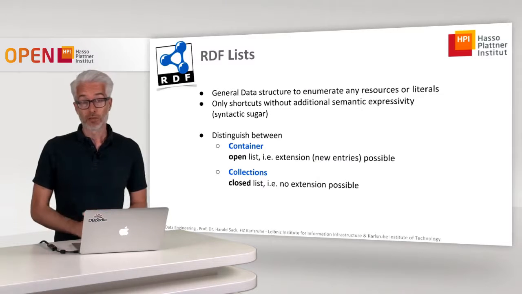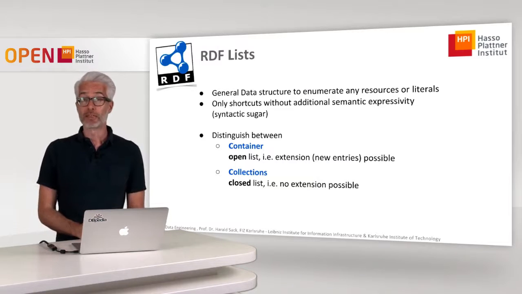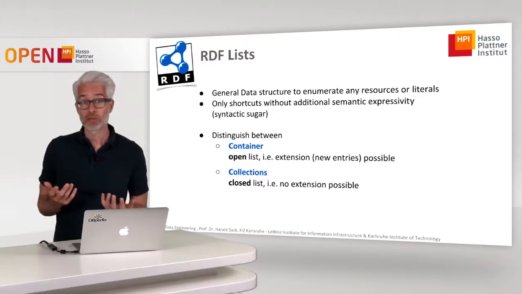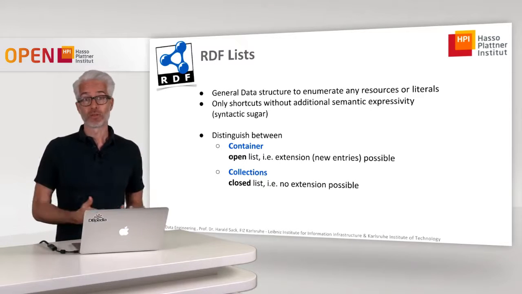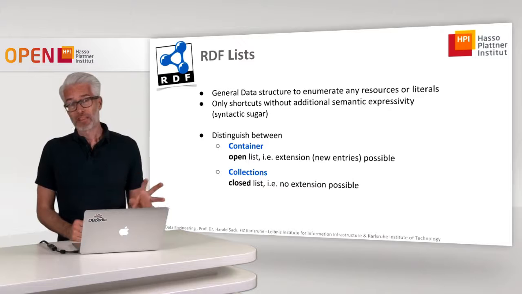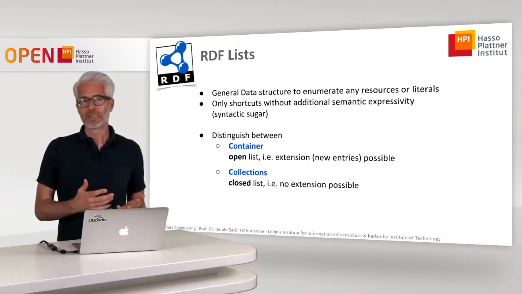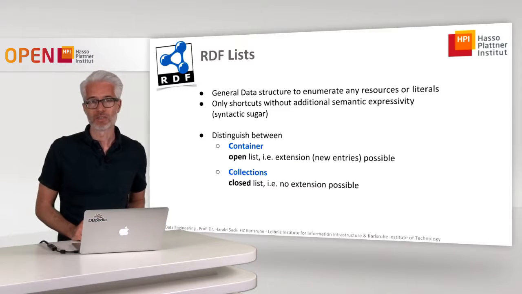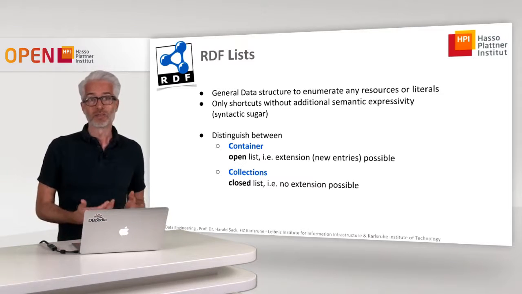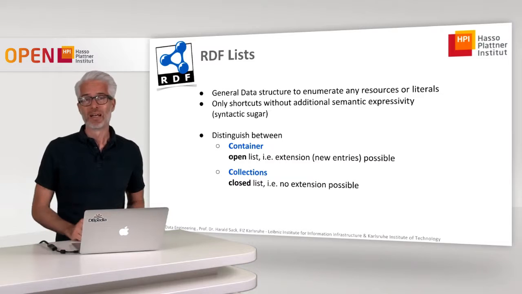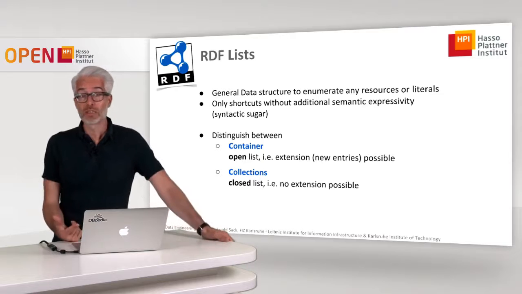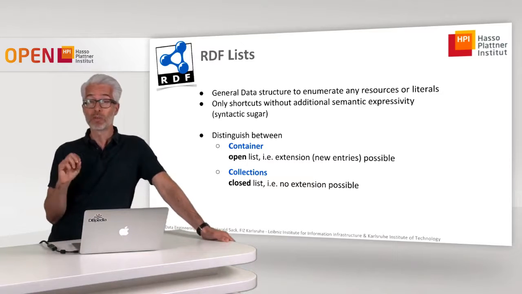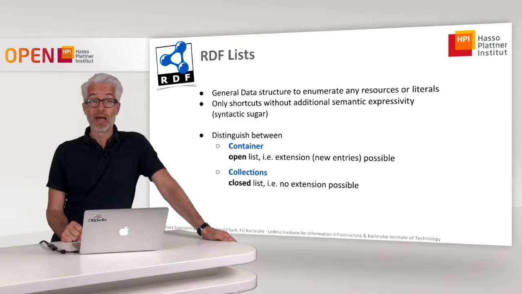So, the first data structure that we learn about are so-called RDF lists, and they are usually used as a general data structure to enumerate any resources or literals, but they don't contain new meaning. They are only some kind of shortcut for writing something without additional semantic expressivity. Some people call them syntactic sugar because it's a nice abbreviation, nothing else. You will see that. And there we distinguish two different types of lists. We have so-called open lists, these are the containers, and we have closed lists, which are the collections.